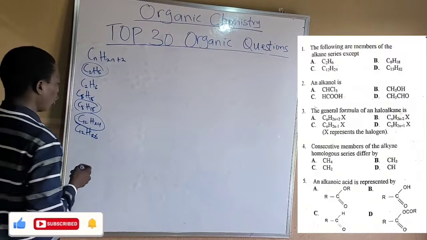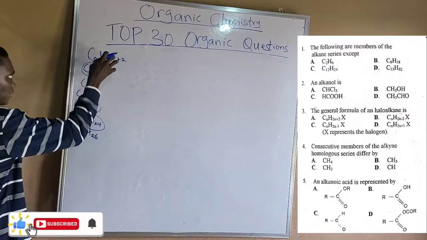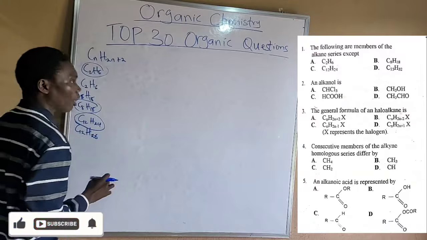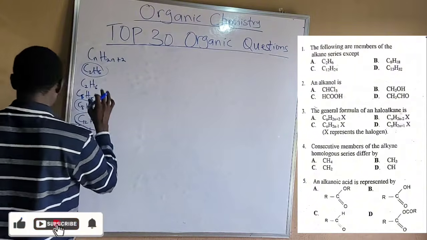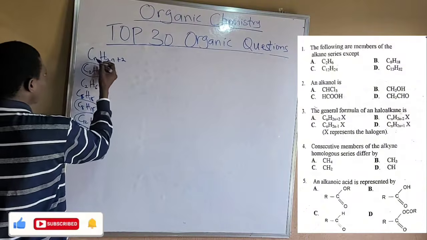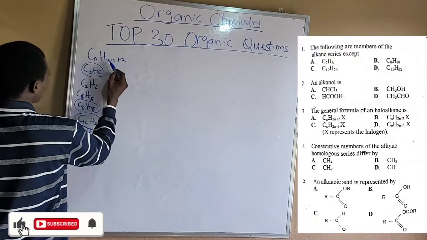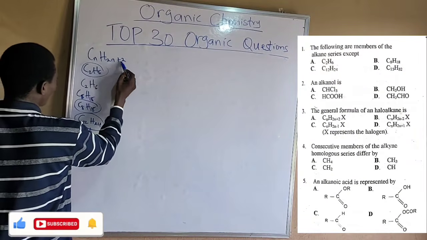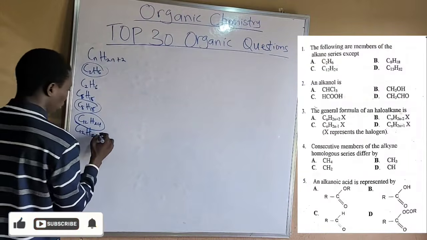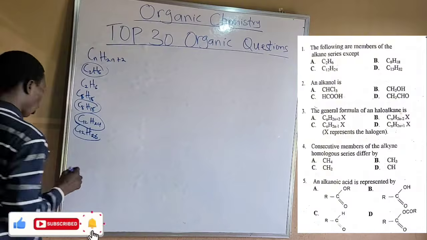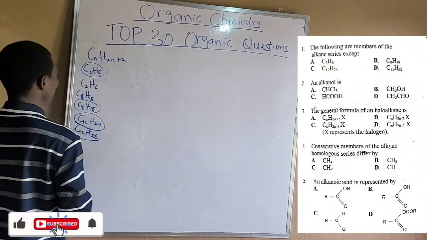If you try option D, you will arrive at the same thing. Option D is also a member of alkane. If you try it using this approach, you will still arrive that it is a member of alkane. Why? Because if you put 15 here and you say 15 times 2, that will be 30 plus 2, that is 32. You can see that option D is correct. It's a member. But the only one that is not a member is option C. That is for that. Okay?